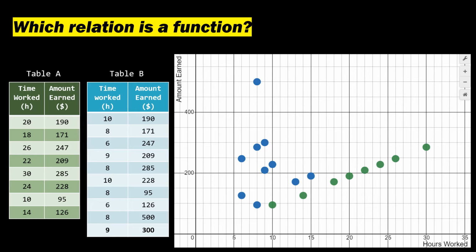So which relation is a function? As you might have guessed, you could say table A, or relation A, is a function.